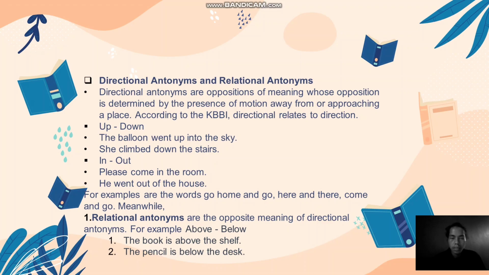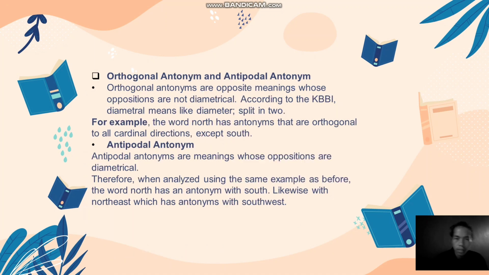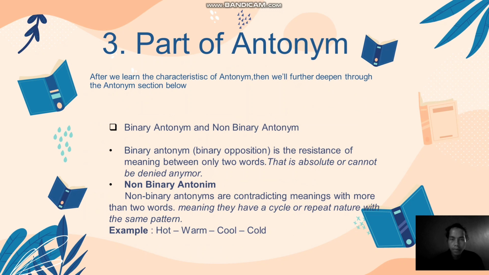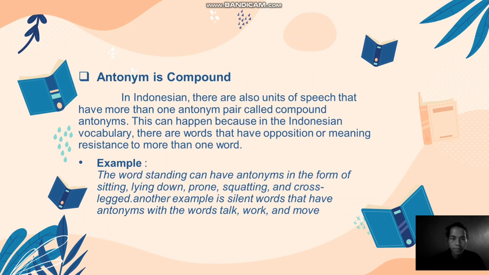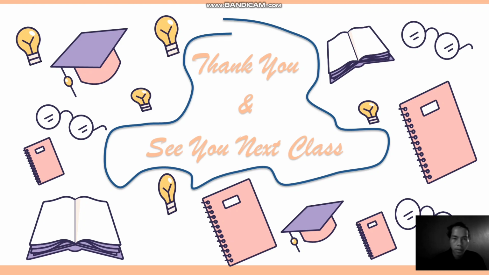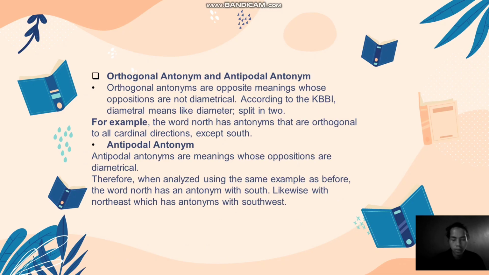Okay, that is the material about antonyms. So there are five characteristics and four parts of antonyms. So you can keep learning from other media like Google and so on.